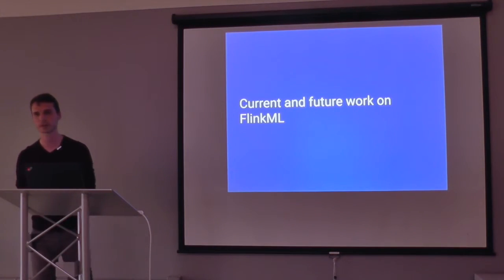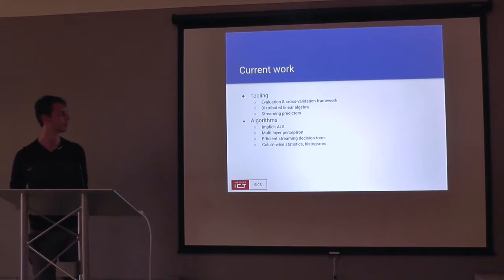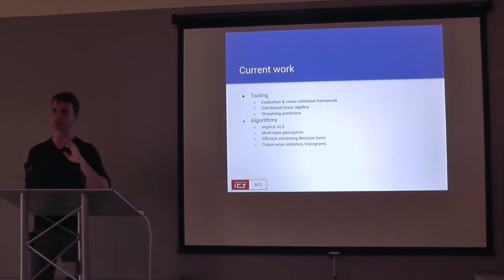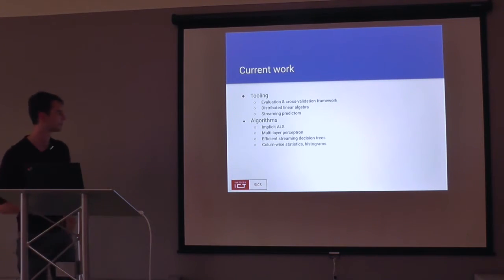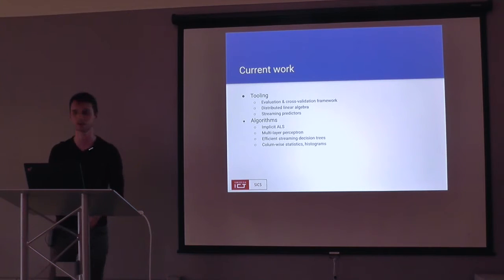For the current and future work on FlinkML, we're currently working on creating an evaluation and cross-validation framework. We're working on distributed linear algebra to make it easier to prototype new machine learning algorithms by using simple linear algebra techniques. And we're working on getting streaming predictors out. So if you have your ALS trained, you want to be able to deploy it and make streaming recommendations. For the algorithms, we're currently working on an implicit version of the ALS algorithm. We have an open PR for the multi-layer perceptron neural network algorithm. And we're looking at streaming decision trees and columnar statistics.